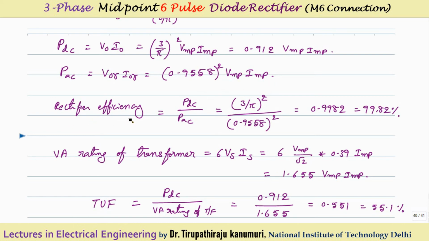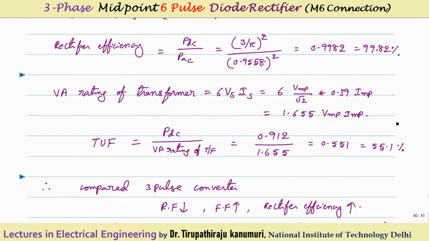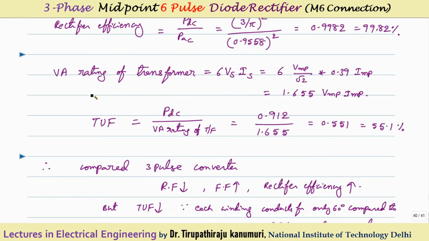Or we can say the rectifier efficiency is the ratio of PDC by PAC. So that will be equal to 0.9982, or we are getting a rectification efficiency of about 99.82%. You can see it is approaching very near to 100%. That is the advantage of this one.